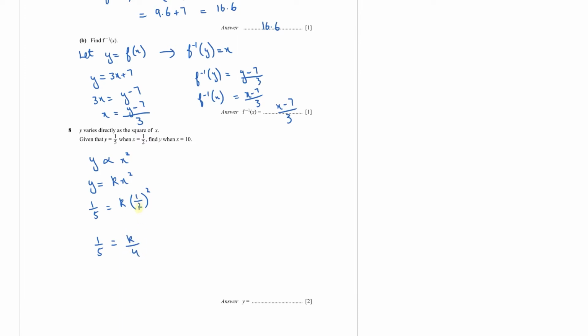1 by 2 squared would be 1 by 4. 1 by 4 multiplied by k is k by 4. And then k equals 4 over 5. Now we need to find the value. So this equation here, y equals kx squared, is y equals 4 by 5 x squared. Now you need to find the value of y when x equals 10. So let's substitute 10 here. So y equals 4 by 5 into 10 squared, which is 4 by 5 into 100. 5 times 20 is 100, and 20 into 4 is 80. So y equals 80.